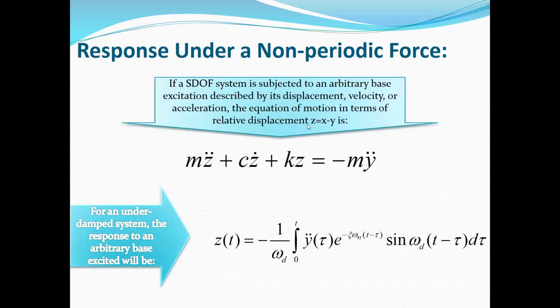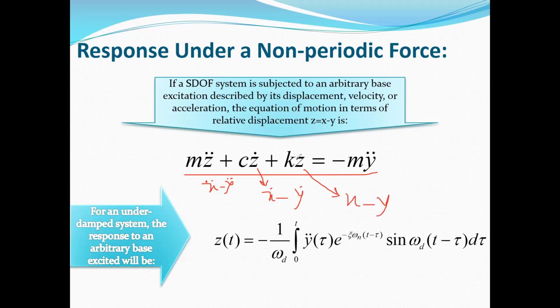When we have base excitation, by defining a new parameter z, which is equal to x minus y, we can extract the equation of motion as a function of z. As I told you, z is equal to x minus y, and it is m z double dot plus c z dot plus k z equal to minus m y double dot. You know that z is x minus y, so here it will be x double dot minus y double dot, and instead of z dot we will have x dot minus y dot, and z is equal to x minus y.